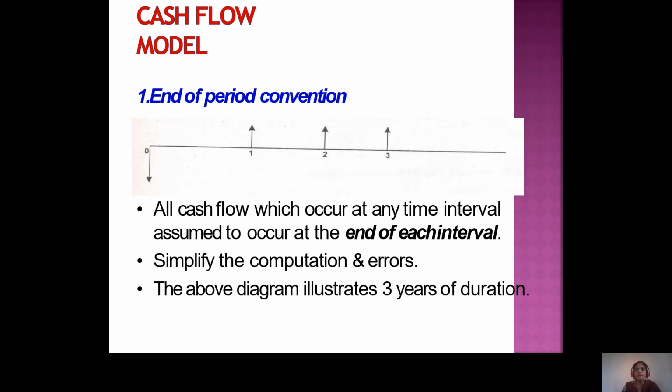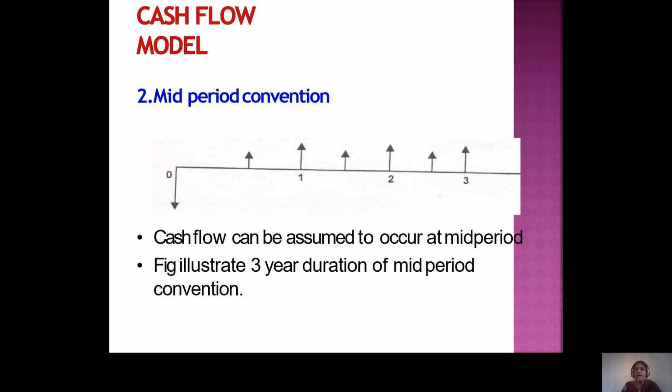And here mid period means middle of the period. So cash flow can be assumed to occur mid period. When you take the cash flow at the middle of the period, then it is called mid period convention. This illustrates a 3 years duration, but with the mid period convention.